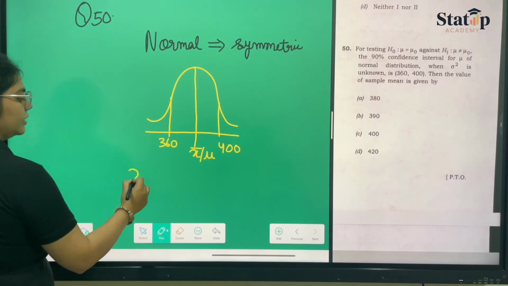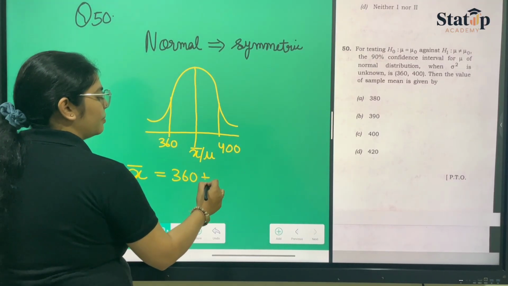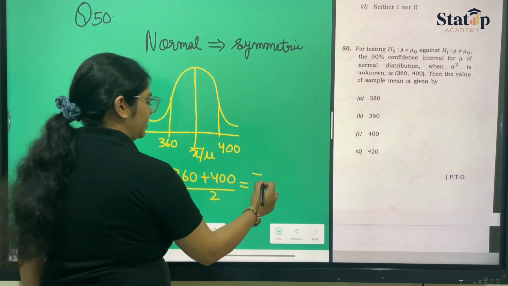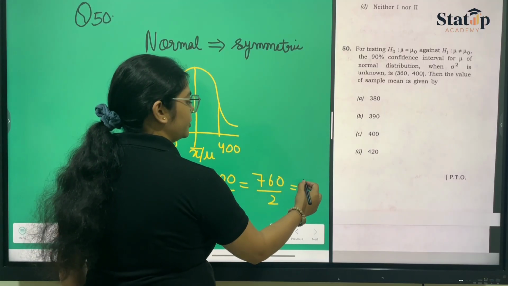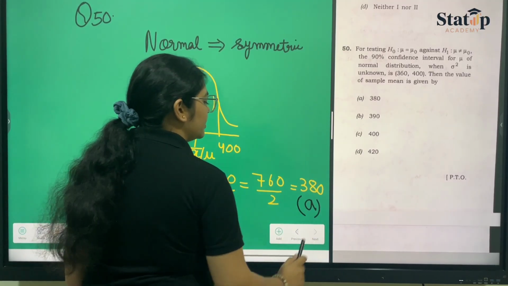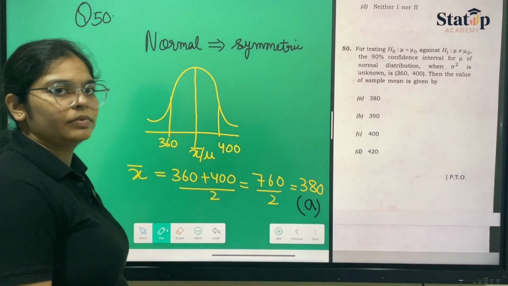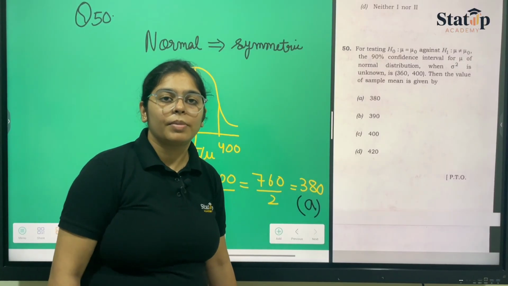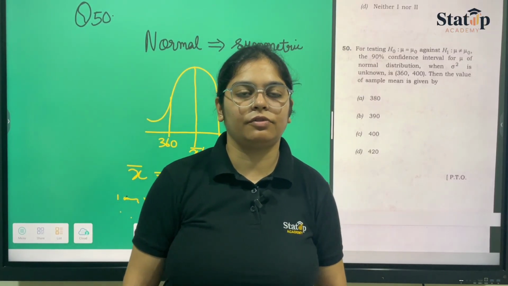And how to calculate this? It will be x bar equals lower limit plus upper limit upon 2, which will be 760 upon 2, which is equal to 380. And hence option A is the correct option for this question. This is as simple as this. We have done it in previous year question papers in our courses as well. If you have done it, then it was very easy for you.